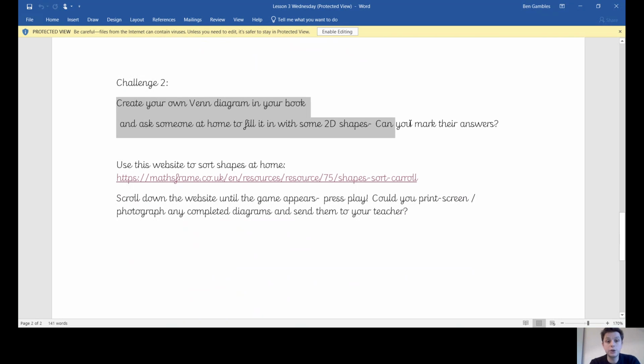Now, challenge number 2 is creating your own Venn diagram. Now remember, a Venn diagram is the one with the circles. So you've got to draw 2 neat circles, but make sure they're overlapping. Then you need to think about 2 categories. You could do it with color, you could do it with sides, you could do vertices. Lots of things you can do with 2D shapes. And then I want you to fill your Venn diagram with as many 2D shapes as you can.